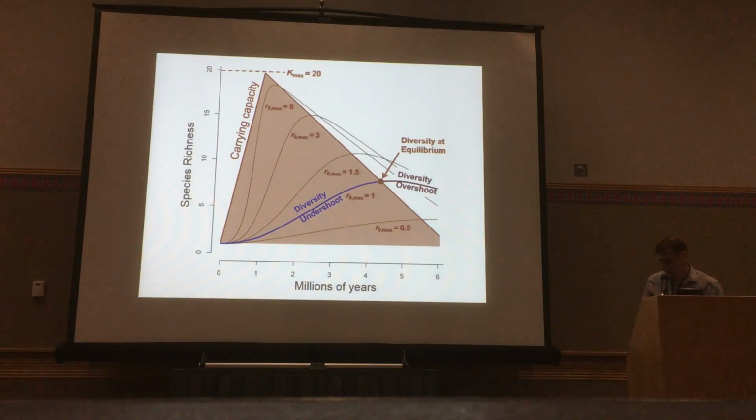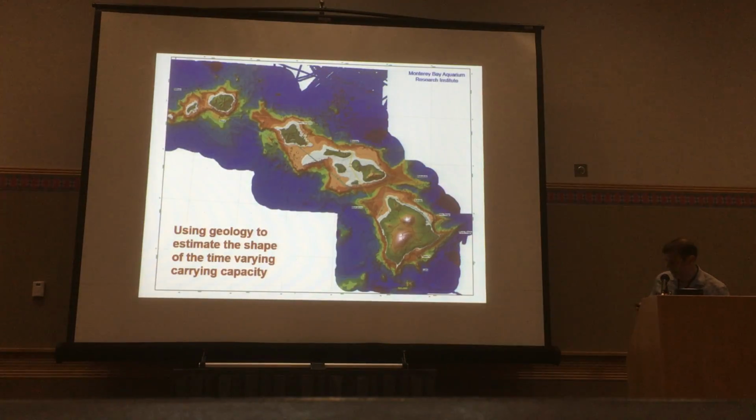Okay, so now what I want to do is show you how I estimate the shape of the carrying capacity curve for each of the Hawaiian islands. And to do that I use geologic data. So here's a map of the islands of Hawaii. So first of all, for maximum area. I indicated to you that the islands grow rapidly, and then as they move off the hotspot, they slowly subside as the weight of the island depresses the crust underneath.